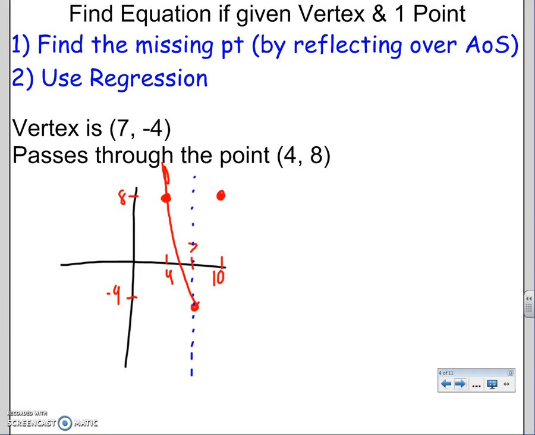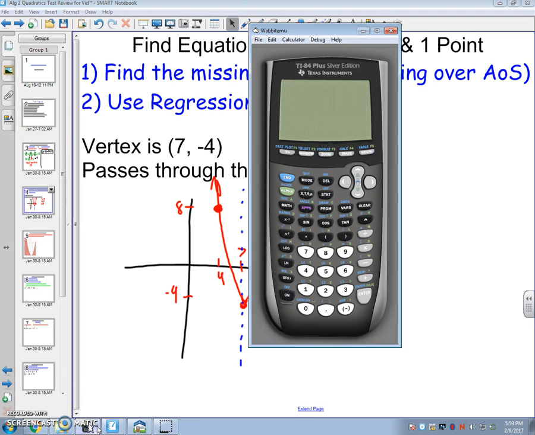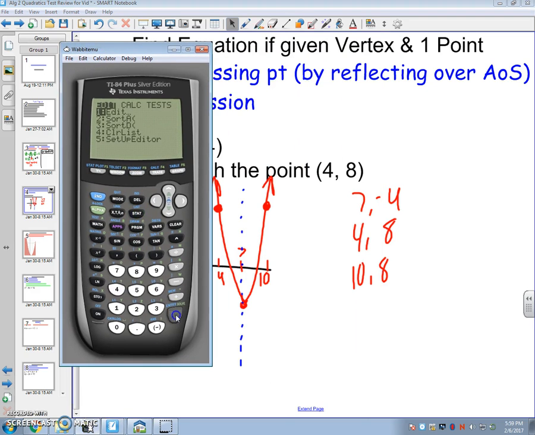So we don't need the picture, but here it is. Here's my U. But basically, I need the points. We have our vertex. We have our point they gave us, and the point we found, 10, 8. With those 3, I'm going to do regression in the calculator. So if I forgot, that's go to the calculator, stat, edit, type in your L1s, which is the x's. Type in the L2s, which are your y's. Make sure you type correctly. Then stat, right, so calculate, and 5.